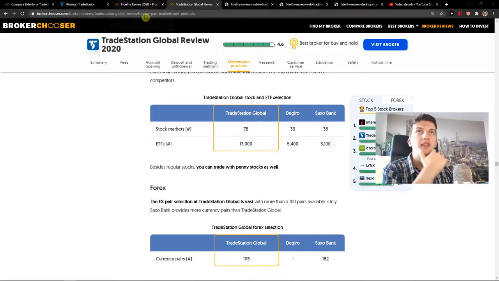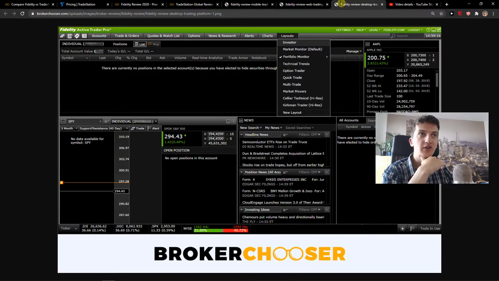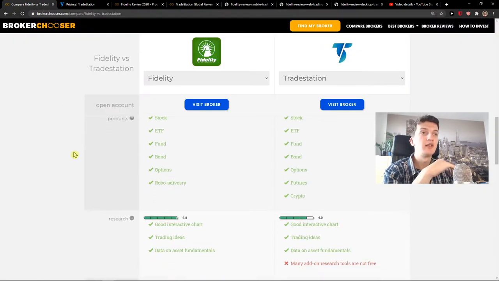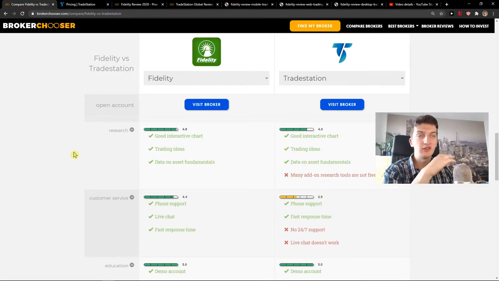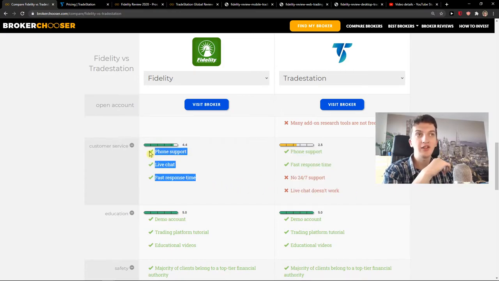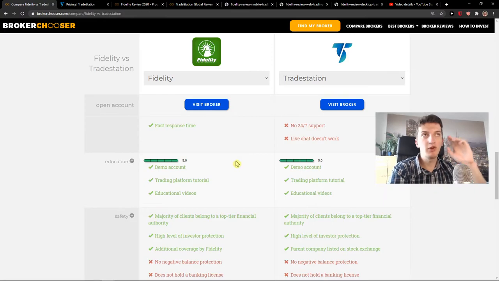And now let's continue. The huge advantage of Fidelity is that they have good research tools and good tips on investing and trading. Also, their apps are good and easy to use. The UX and UI standpoint on both of these platforms is good. TradeStation is all right too, but Fidelity, in my opinion, is winning here. Now, to go further, customer service is better on Fidelity. You can see right here that TradeStation doesn't have 24/7 support and live chat doesn't work. And Fidelity has live chat, also email, and phone support. That's huge.